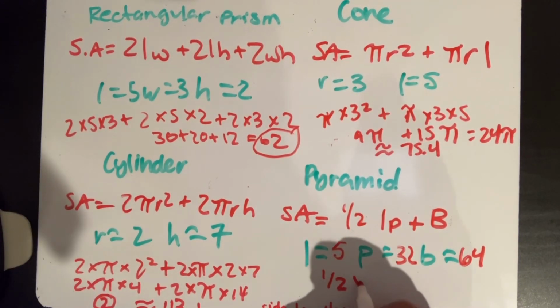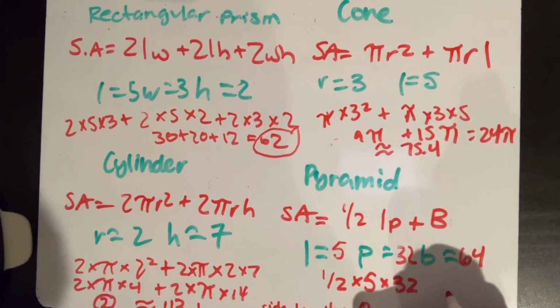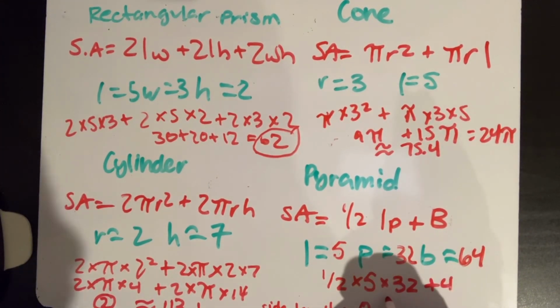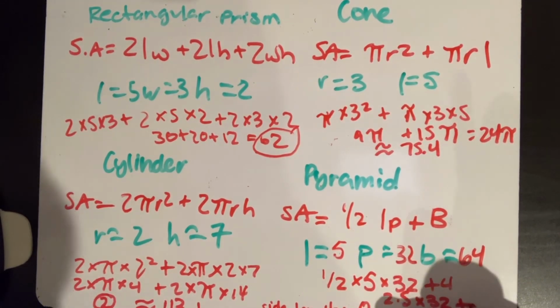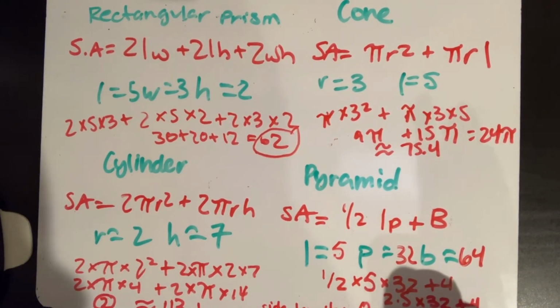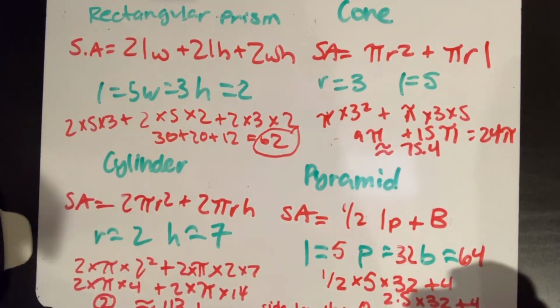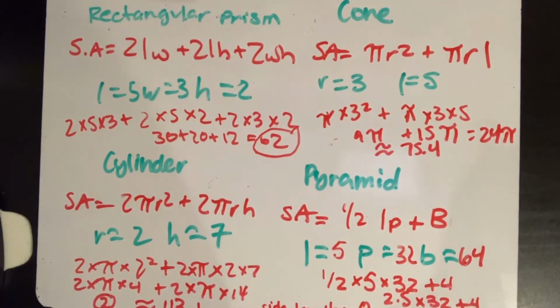1/2 times 5 times 32 plus 64 gets you to 2.5 times 32 plus 64. Then you get to 80 plus 4. And that gets you to 84 as your surface area.